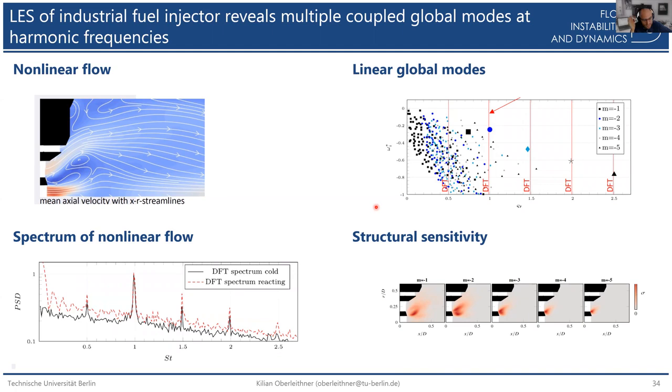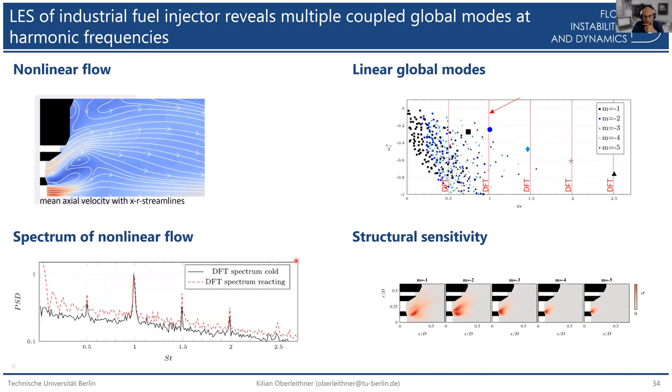So what we have here are results from a study we do with Rolls-Royce, a gas turbine manufacturer, and we analyzed some LES data of a Rolls-Royce engine. And this is a very complex flow configuration with a dual swirl combustor. And in the nonlinear simulation, we find very strong peaks. So the spectrum shows some very discrete peaks in the reacting as well as the non-reacting cases. And we did a linearized analysis or global mode analysis of this case.